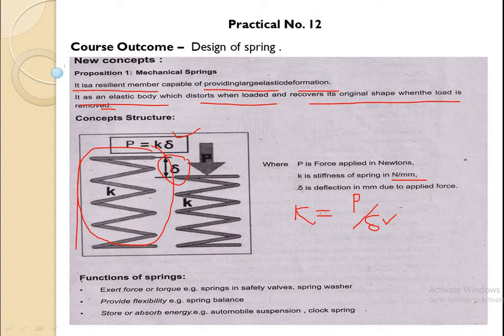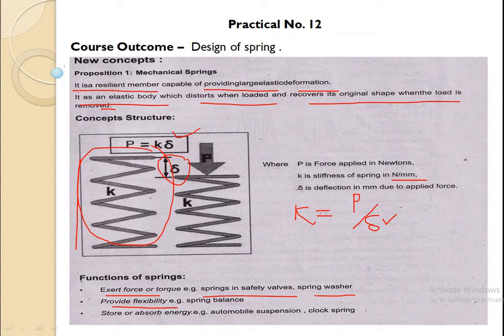Now what are the different functions of the spring? As it is an elastic body, it exerts force. Example, springs in safety valves and spring washer. As the spring is an elastic member, it exerts some force on a certain mechanism. It provides flexibility, means it can change its dimensions with the application of load so that it can provide a flexibility to the mechanism for which it is used.